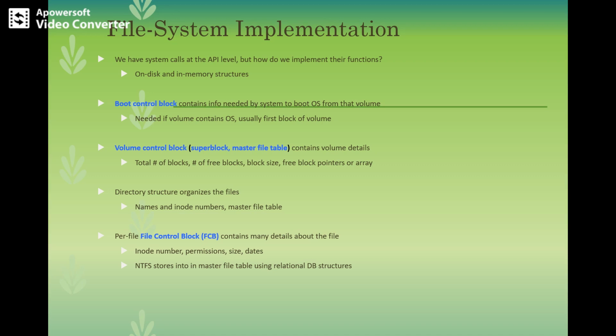So what is the boot control block? This contains information needed by the system to boot an operating system from that partition. So what information is required in order to boot the operating system from that partition is given here in the boot control block. And if the disk does not contain any operating system, this block can be empty. It is typically the first block of the partition.